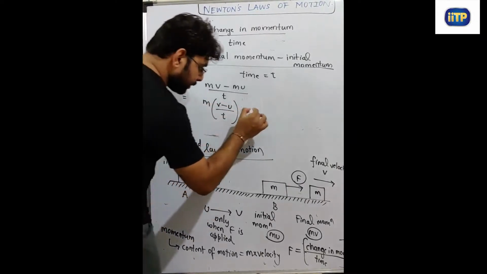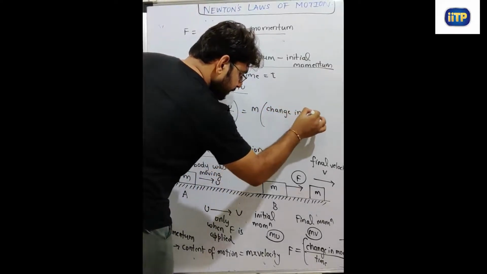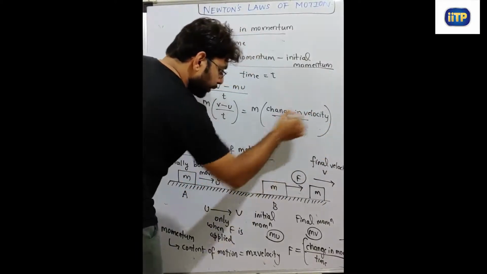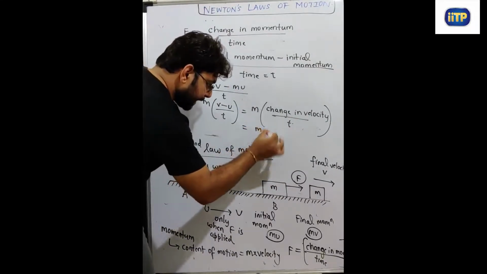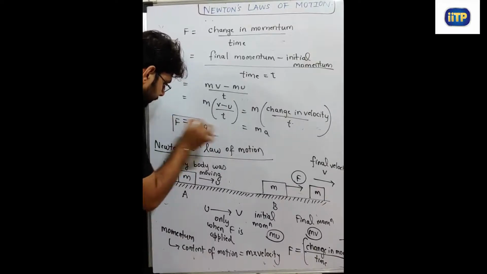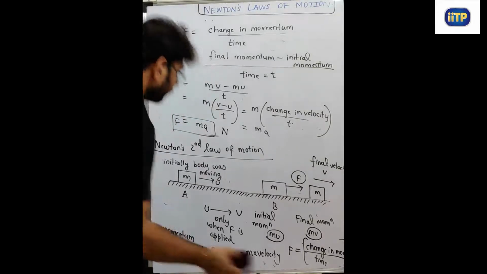Now what is this? This is change in velocity by time, that is t. What is change in velocity by time? Simply acceleration. So this ma is called force. This is Newton's second law of motion, and the SI unit is Newton. Now, let us move on to Newton's third law of motion.